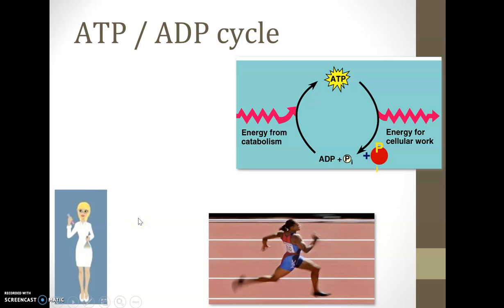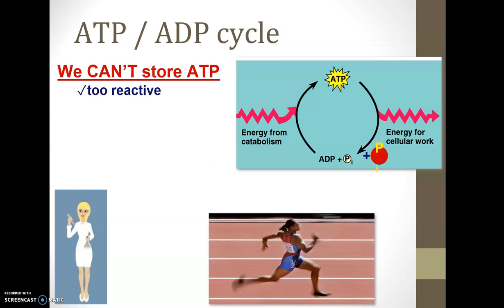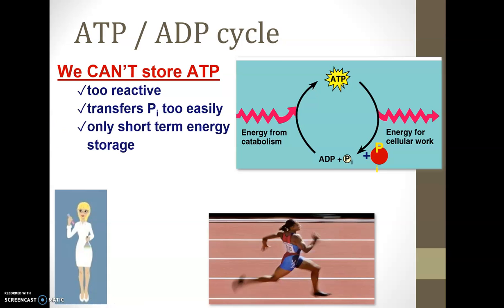So the ATP-ADP cycle. What this means is that we cannot store ATP. There's not a place in our bodies where we can just stick it in a closet and use it when we need it. It's way too reactive because it has those electronegative phosphate groups. It transfers the phosphate way too easily because there's just so much there. It's just ready to explode. It just wants to get rid of it. So that's why it is only short-term energy storage, okay?